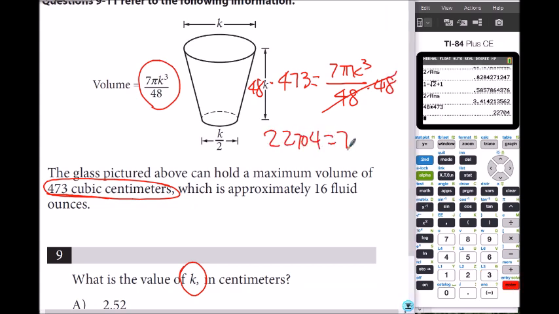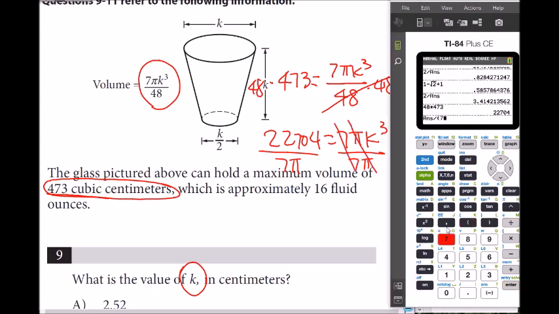22704 equals 7 pi k cubed. So divide by parentheses 7 pi. If you just put 7 pi without parentheses, it's going to divide by 7 but multiply the pi. So you have to do that. And then cube root it.